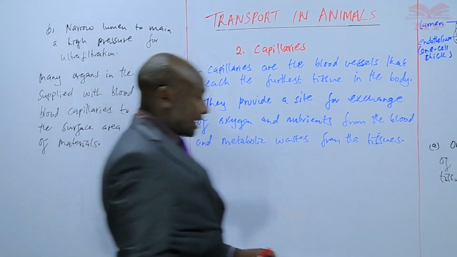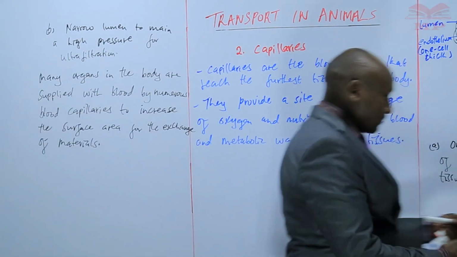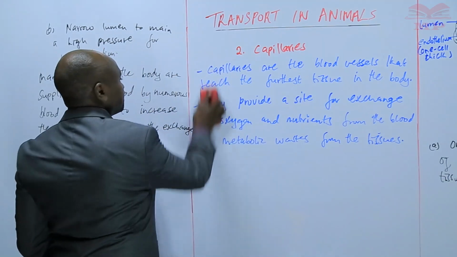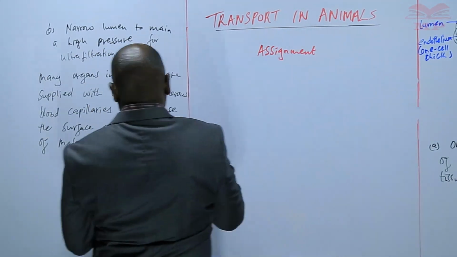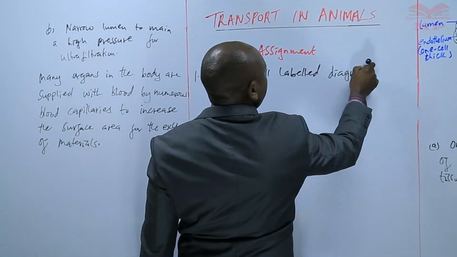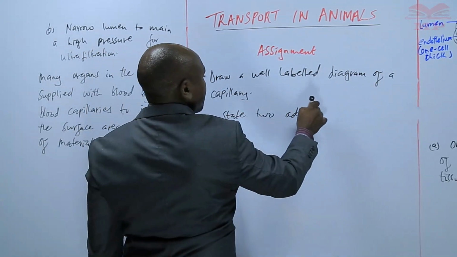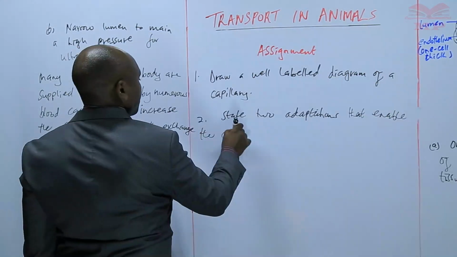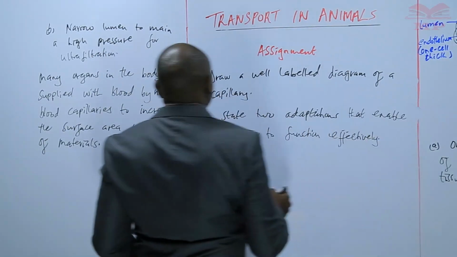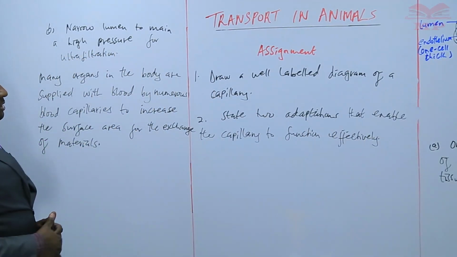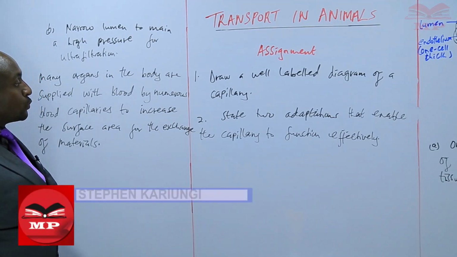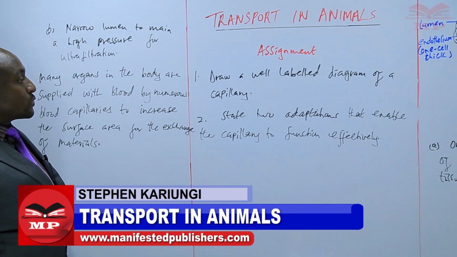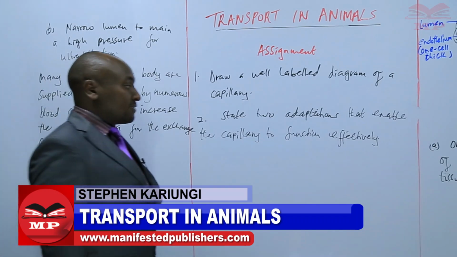So we'll now have an assignment on the capillary. The first question in the assignment: draw a well-labeled diagram of a capillary. Question 2: state 2 adaptations that enable the capillary to function effectively.